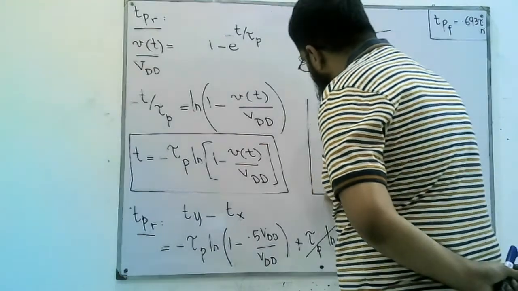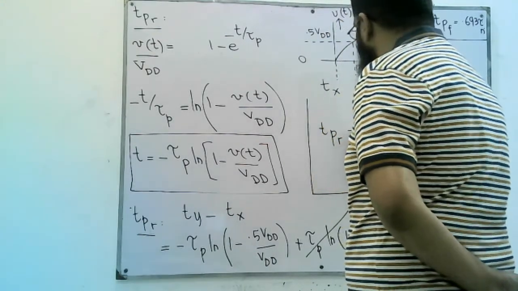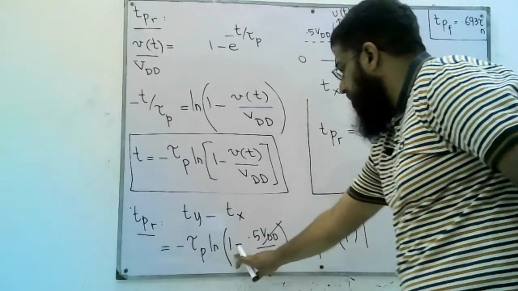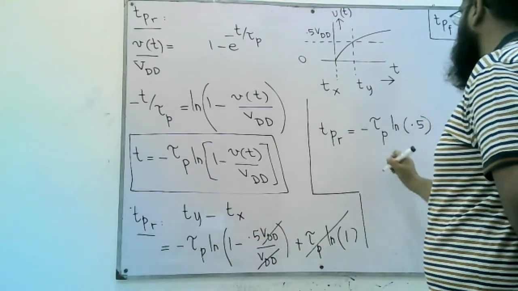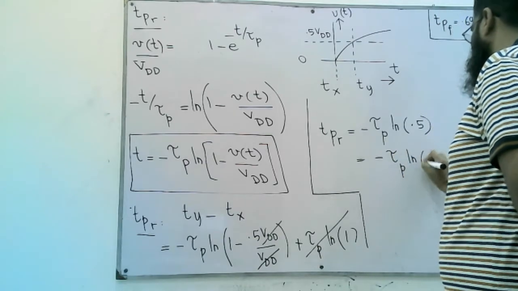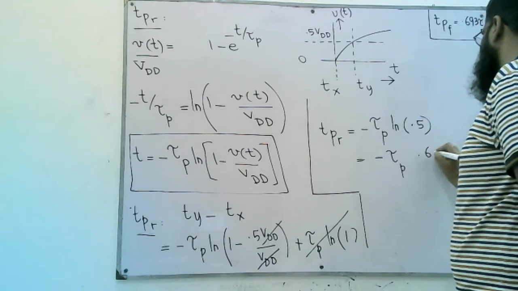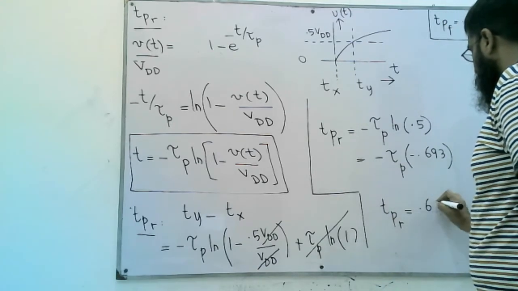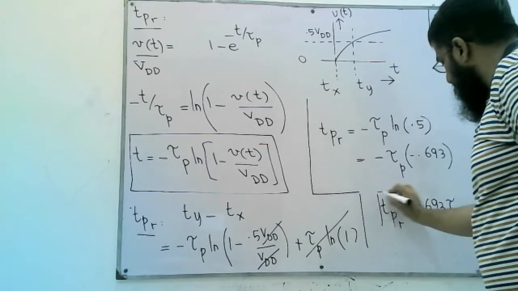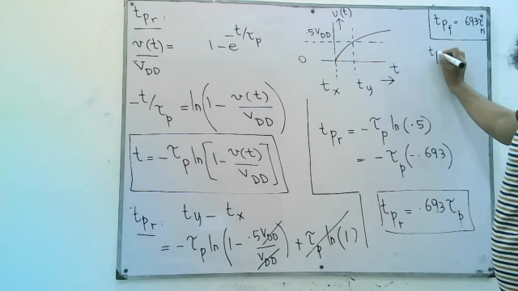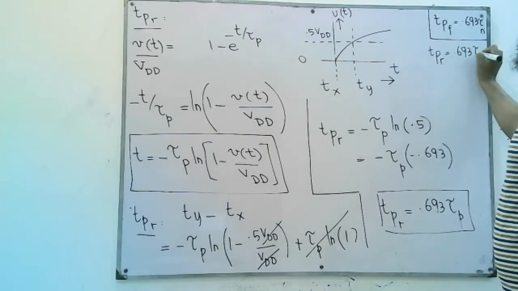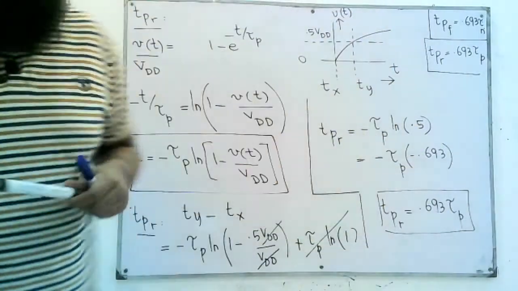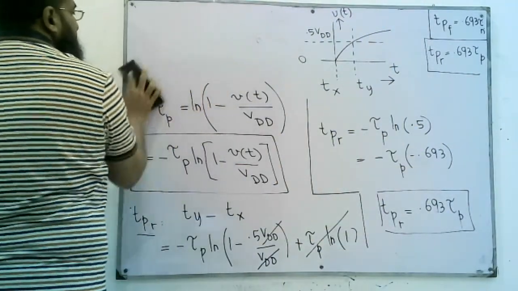Now TPR can be written as minus tau p log of, the VDD cancels, 1 minus 0.5 is 0.5, so log of 0.5. This is minus tau p log of 0.5, and log of 0.5 is minus 0.693. So TPR is 0.693 times tau p. With this small calculation, we have derived expressions for TPF and TPR.